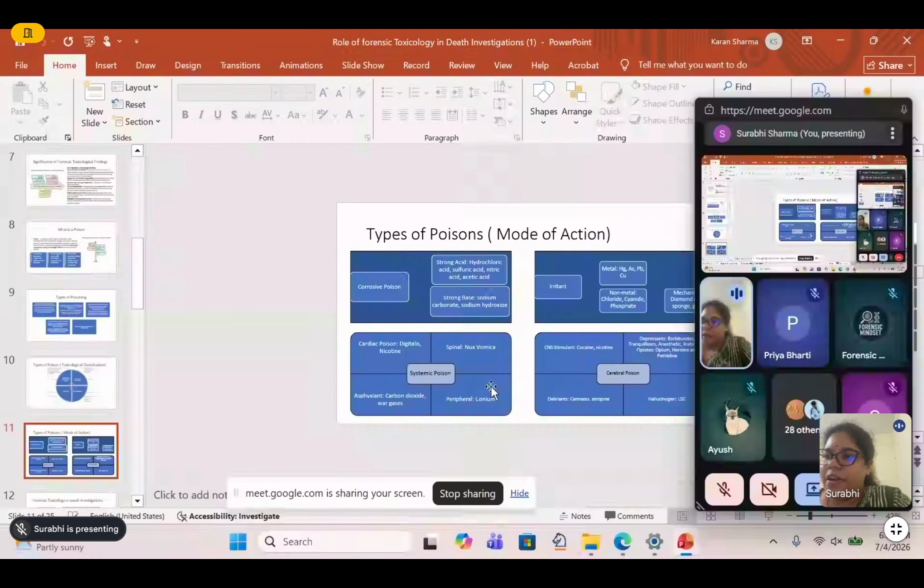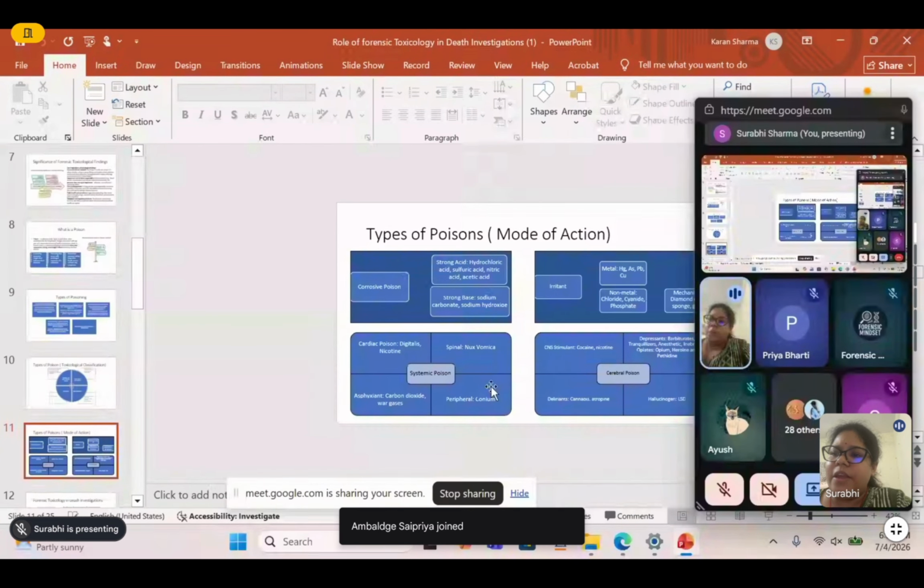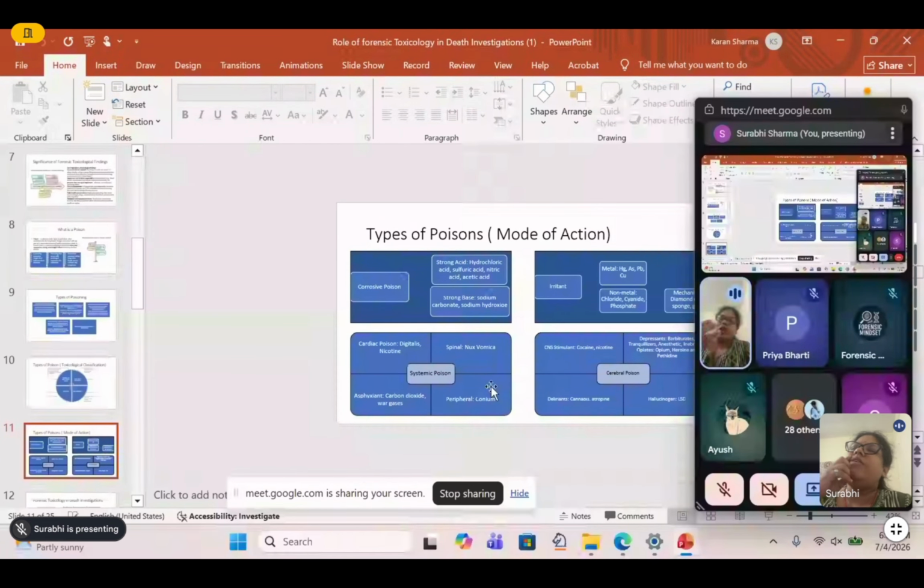Second, depressant. Depressant is one which causes depression in our body. In these depressants, we have three stages. First is stage of excitement, second is stage of stupor, third is stage of narcosis or stage of death or coma. So these are barbiturates, tranquilizers, anesthetics, inebriants, opiates. Opiates, we study about opium, heroin, and pethidine. Then we have deliriants.